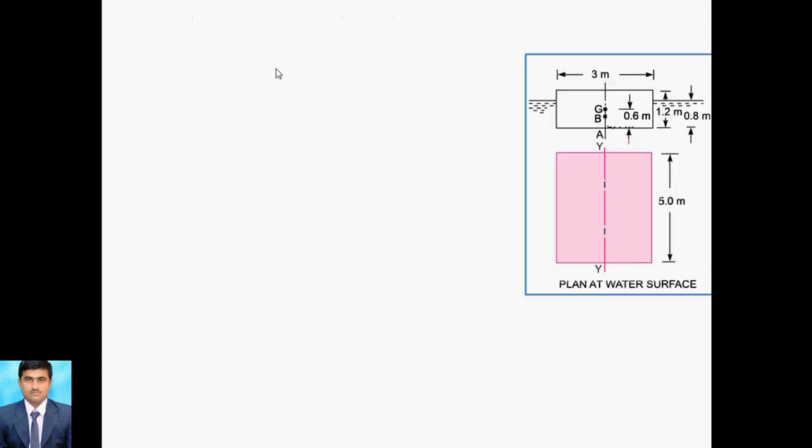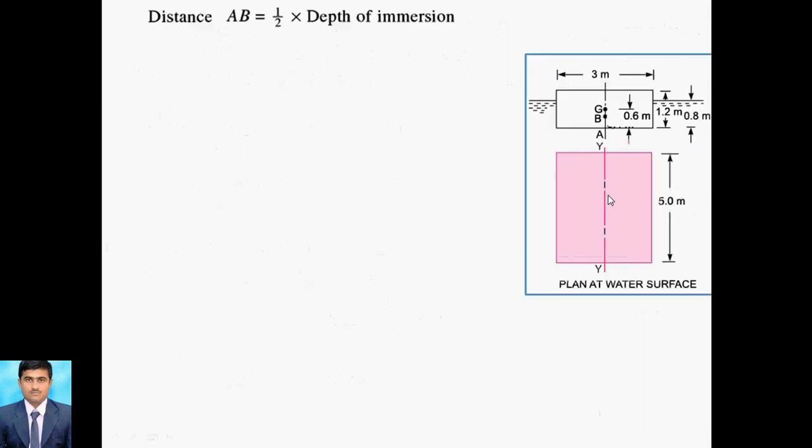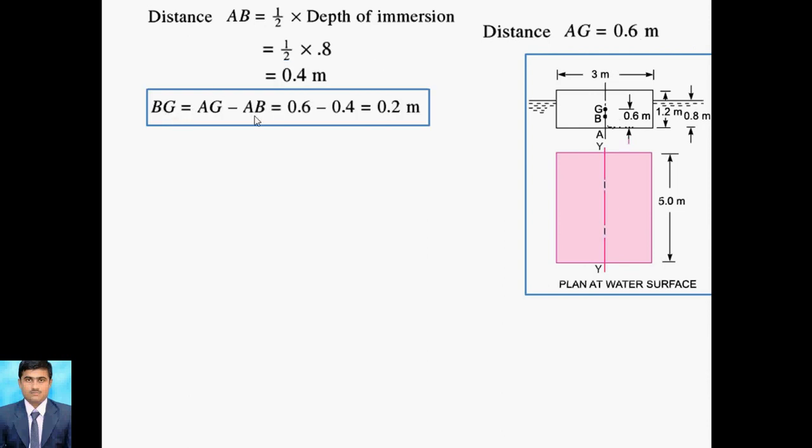Okay, so for finding out AB, how to find it? The depth of impression by 2, right? So the depth of impression by 2 is 0.8 by 2, that is 0.4 meter. Now the distance AG is equal to 0.6 meter. After putting the values of AG and AB, we get the value of BG, correct? And now we go for the moment of inertia.